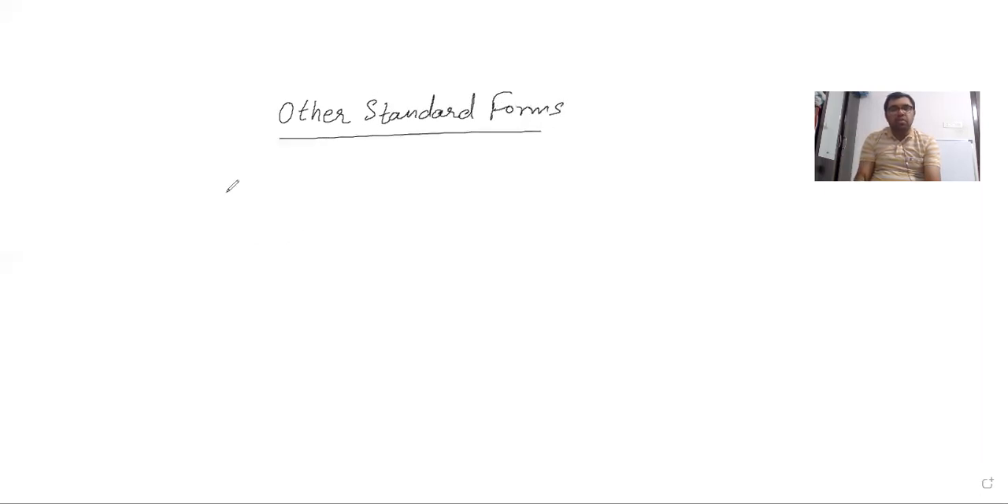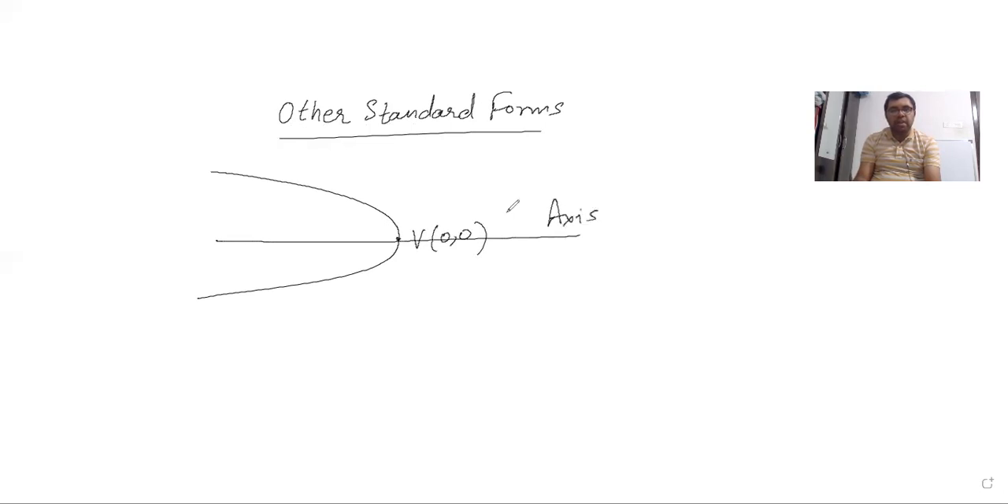Okay, so one standard form of the parabola is like this, where the parabola faces towards the left. Vertex is origin. Okay, this line is the axis of the parabola. Focus now lies on the left hand side of the vertex. So this will be minus a comma 0. Okay. So now in this case, you can write the equation of the parabola as y square is equal to minus 4ax.